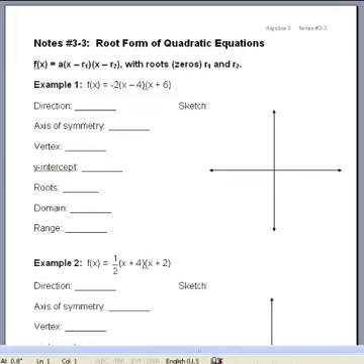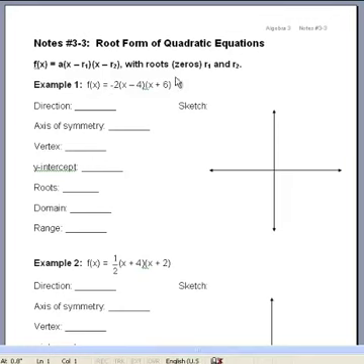Alright, in this section we're going to start 3.3 in pre-cal, which is the root form of quadratic equations. We're going to look at how that different kind of equation works. If you remember, we did standard form last time. We've got to cover root form, and the next thing we'll cover will be vertex form of quadratic equations.